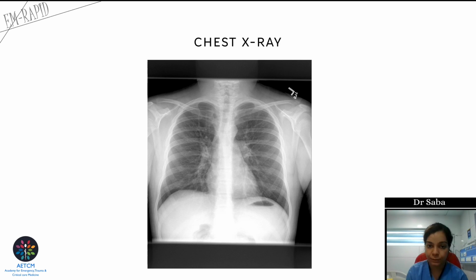As we can see, it's just hyperinflated lungs with increased bronchovascular markings. Now, if there was an underlying pneumothorax, then we could have seen a collapsed part of the lung border, and absent bronchovascular markings. But as such, this patient doesn't seem to have any pneumothorax. It's just hyperinflated lungs with increased bronchovascular markings.